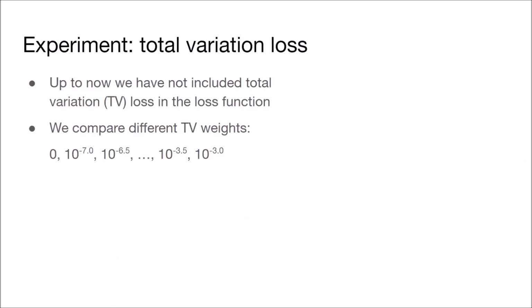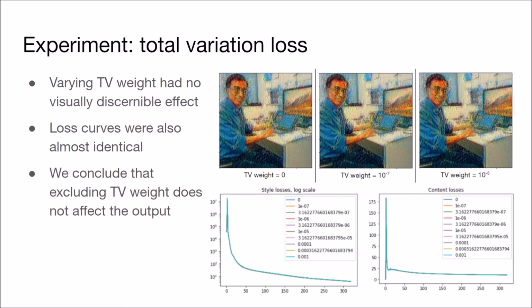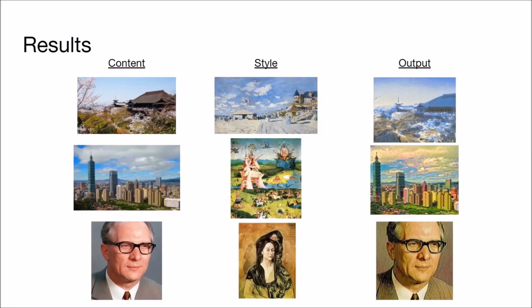Finally, we experiment with the effect of total variation loss. Up to now, we have not included it in the loss function. In other words, we have set the total variation weight to be 0. Here we try different values of TV weight. As you can see, visually, the outputs are almost identical. TV weight, although it's supposed to decrease noise, doesn't seem to have any effect. And comparing the loss curves, they are almost identical in every case. So we conclude that there's very little value added when we include the total variation loss.